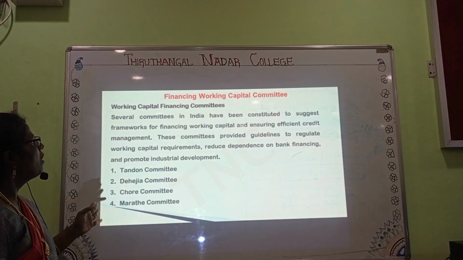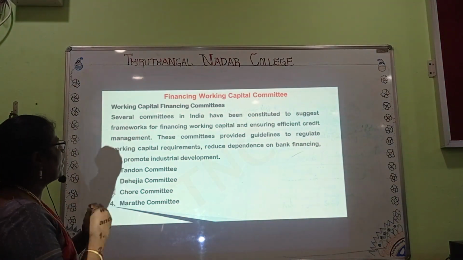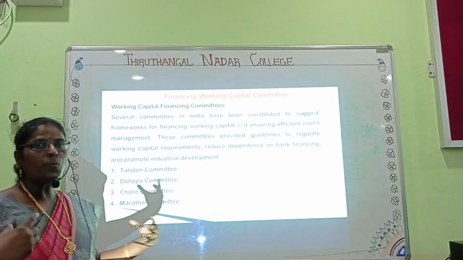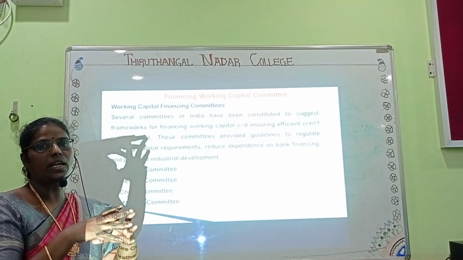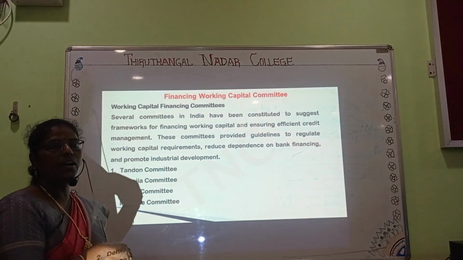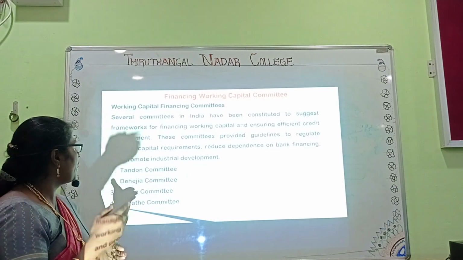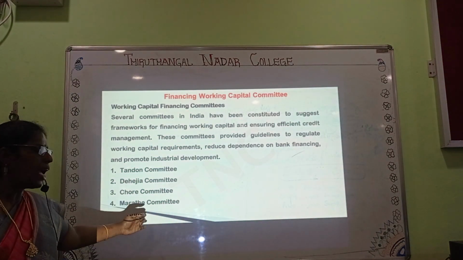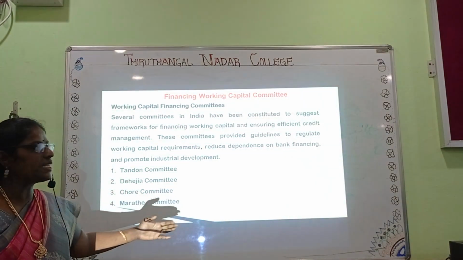Next, we will see what are the committees framed, set up for this working capital financing. Do you know what is committee form of organization? A group of people formed to make decisions, to give recommendations on the particular issues, that is called a committee. Regarding working capital, different committees were framed, set up in different periods. And here we have 4 committees: Tandon Committee, Tejia Committee, Core Committee and Marathe Committee. We will discuss each and every committee in the next slides.